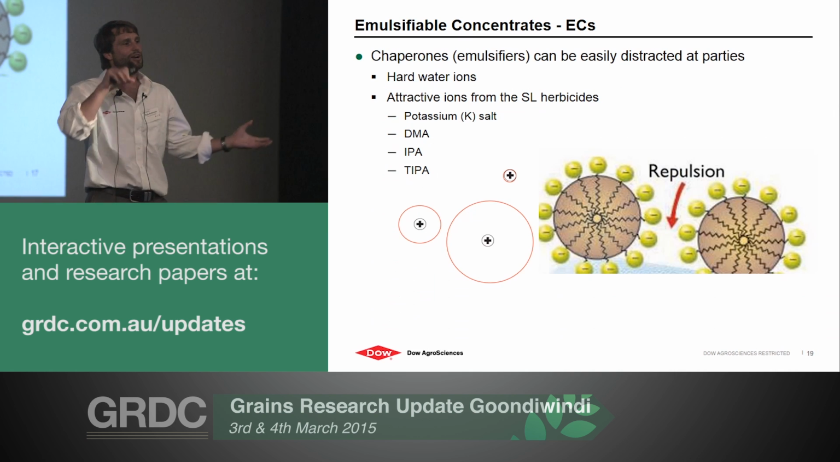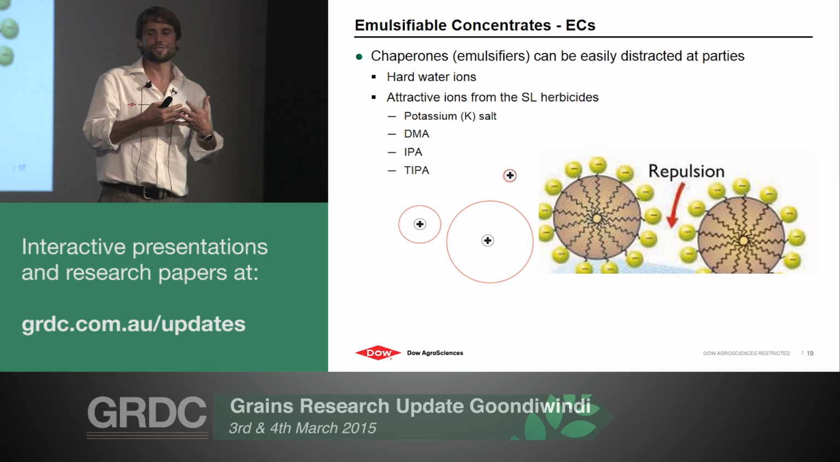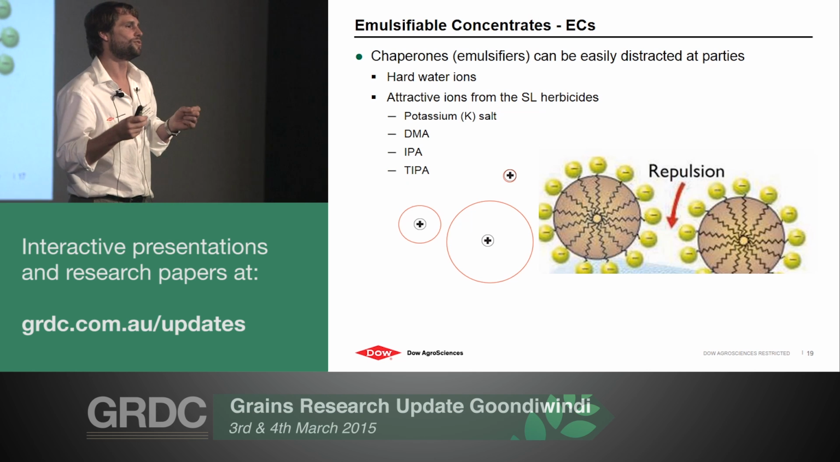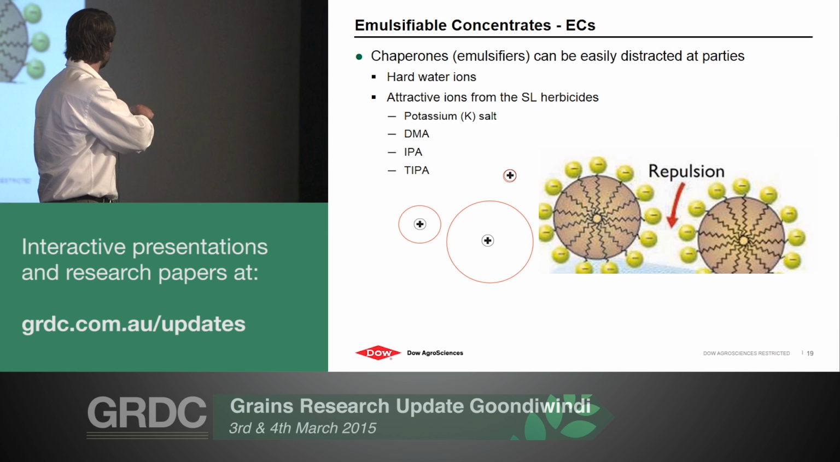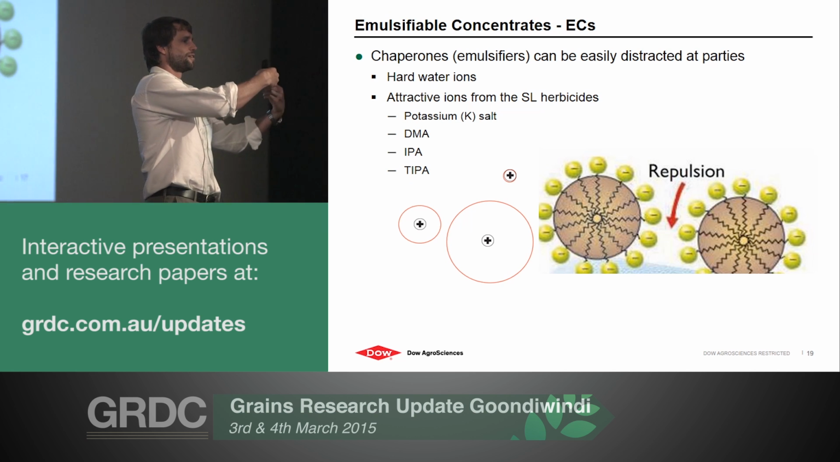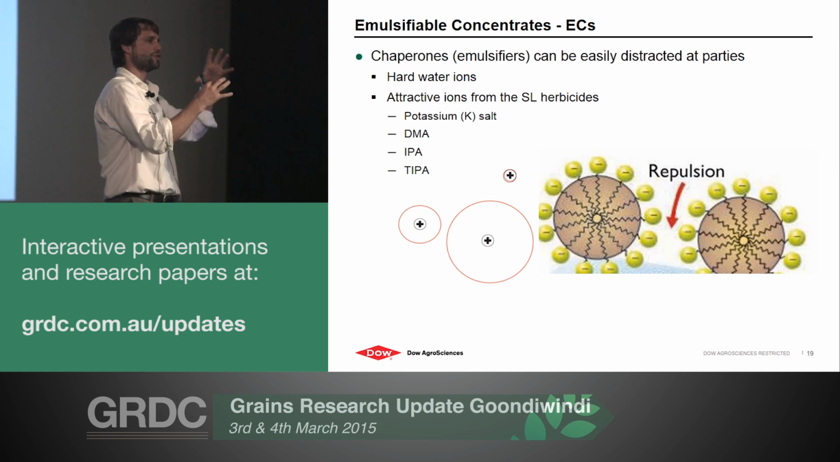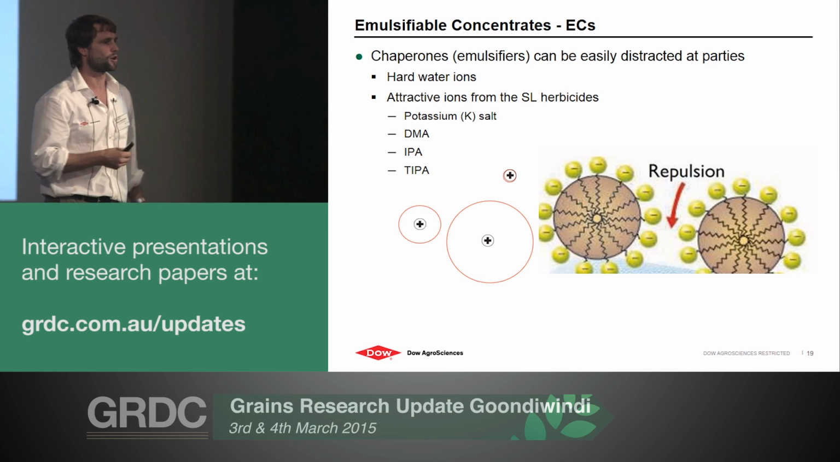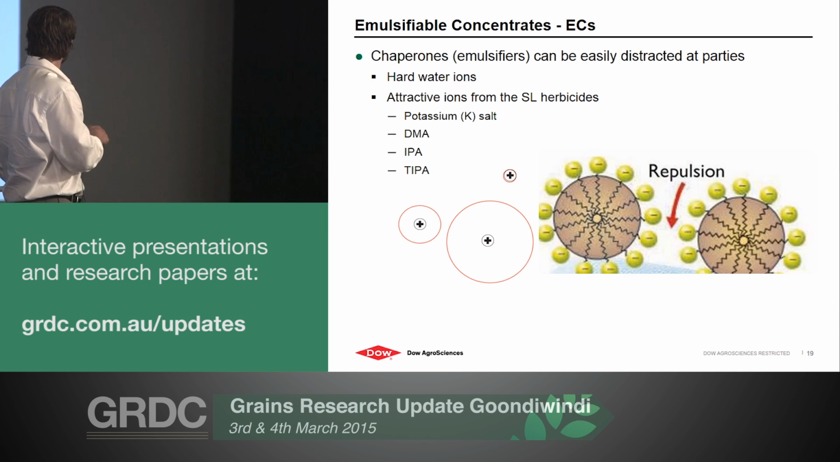Now, this is where ECs and SLs combine to cause problems. Formulation chemists use anionic surfactants with a negative charge on it so that they repel each other. You create two droplets, they see each other, they're all negative, and they pull apart. So they don't coalesce, creating bigger droplets and oiling out or dropping to the bottom of the spray tank, causing problems. So you get this repulsion.